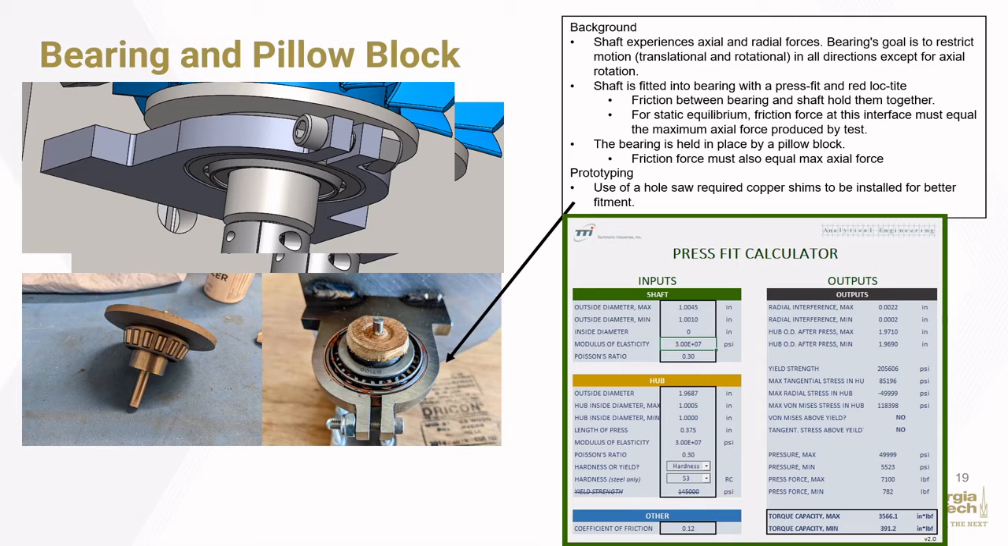The bearing and pillow block below the fan and attached to the main axle were designed to eliminate the axial loading on the gearbox as much as possible while still allowing full rotation for indexing function, while at the same time eliminating translational forces that would normally damage the gearbox. The shaft is held in place by a press fit, while the bearing's retention to the pillow block can be adjusted and required copper shims during prototyping due to the hole saw kerf.